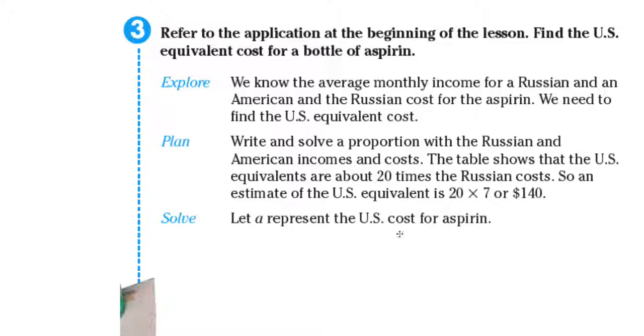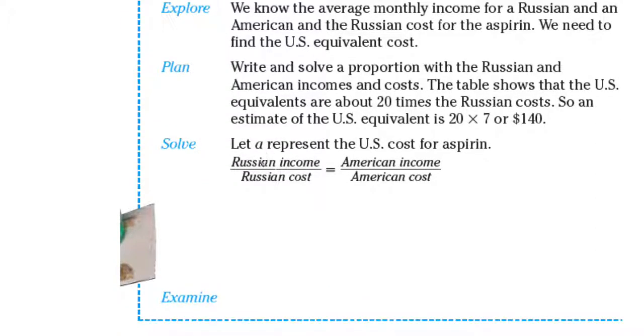Let A represent the US cost for an aspirin. Okay, so Russian income over Russian cost, American income over American cost. Now, can you flip this over? Russian cost over Russian income, American cost over American income? The answer is yes. Okay, but this time we're doing Russian income over Russian cost, American income over American cost.